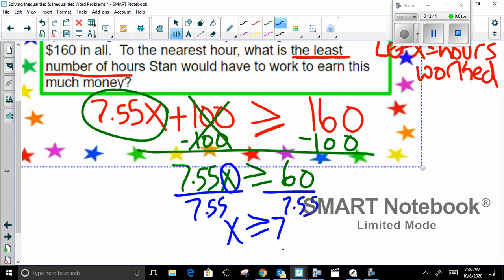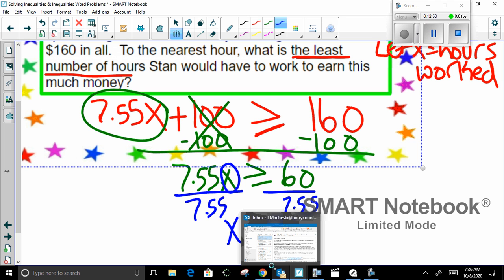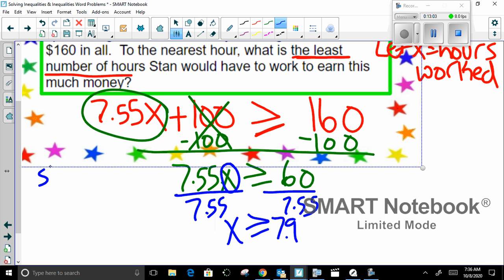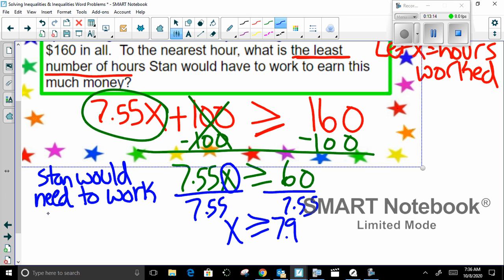I think I get 7.9. So you're not really going to work 0.9 of an hour. So think about how many hours he would have to work. If x is greater than or equal to 7.9, what is the least number of hours Stan would have to work to earn this much money? Stan would need to work at least 8 hours to make that much money.